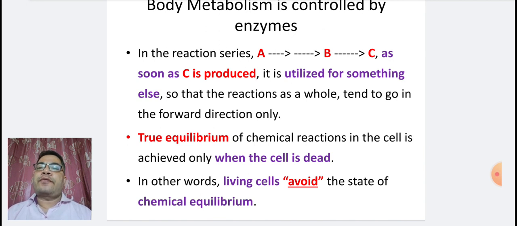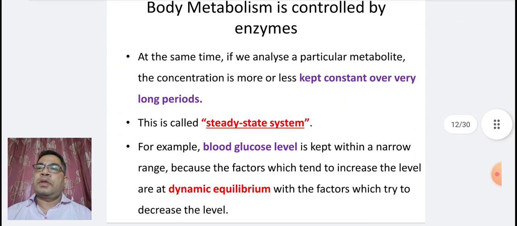True equilibrium of chemical reactions in the cell is achieved only when the cell is dead. In other words, the living cells avoid the state of chemical equilibrium. At the same time, if we analyze a particular metabolite, the concentration is more or less kept constant over long periods. This is called steady state system. For example, blood glucose level is kept within a narrow range because the factors which tend to increase the level are at a dynamic equilibrium with the factors which try to decrease the level.